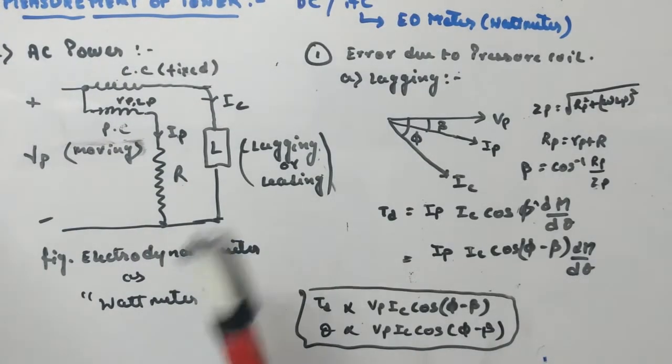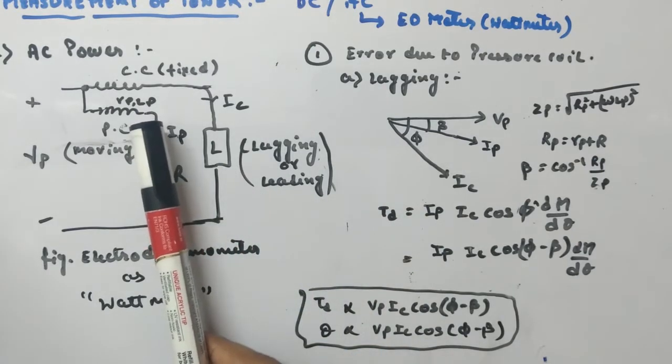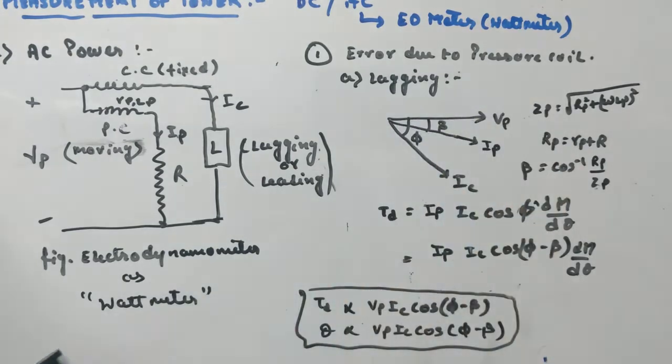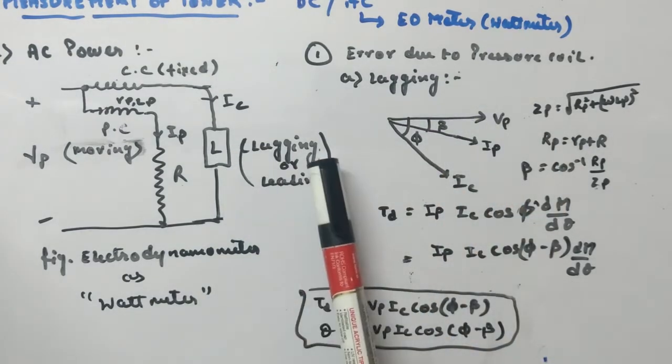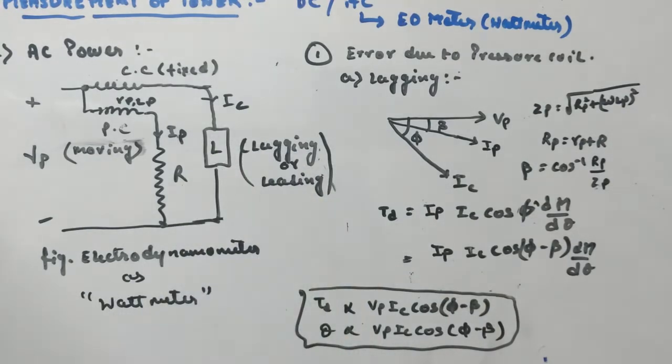Okay, let's see the case first when we will have non-zero inductance of the pressure coil. We are calling it the error due to the pressure coil. First we will take the lagging case, when the load is lagging. Second, we will take the leading case, when the load is leading.